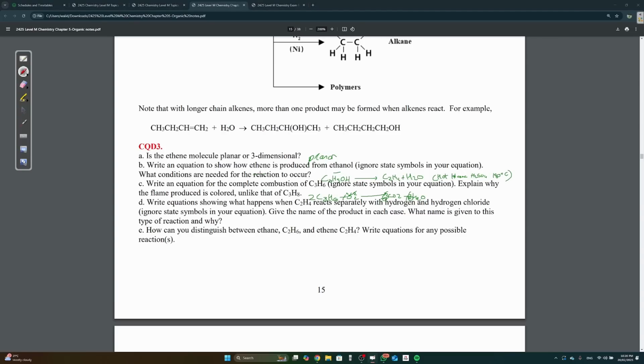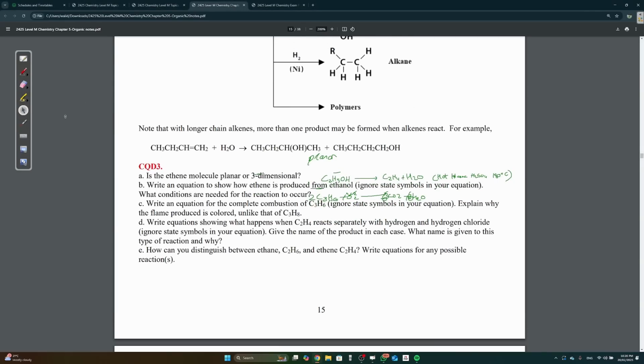So what do you need to know whenever they ask something? Why would something be clean and another one be dirty? Because it has a higher proportion of carbon in the molecule.